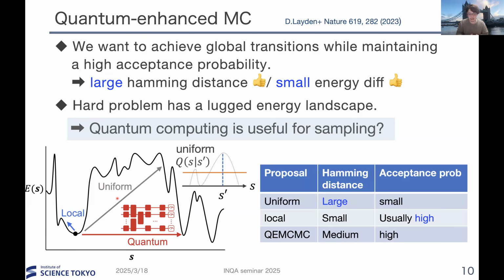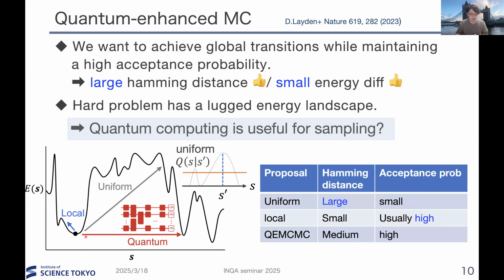For the global approach, global update, we randomly generate the next state like this. In this case, we can achieve a global transition, but the energy distance between the current solution and the next state is very large. So this leads to a small acceptance probability.